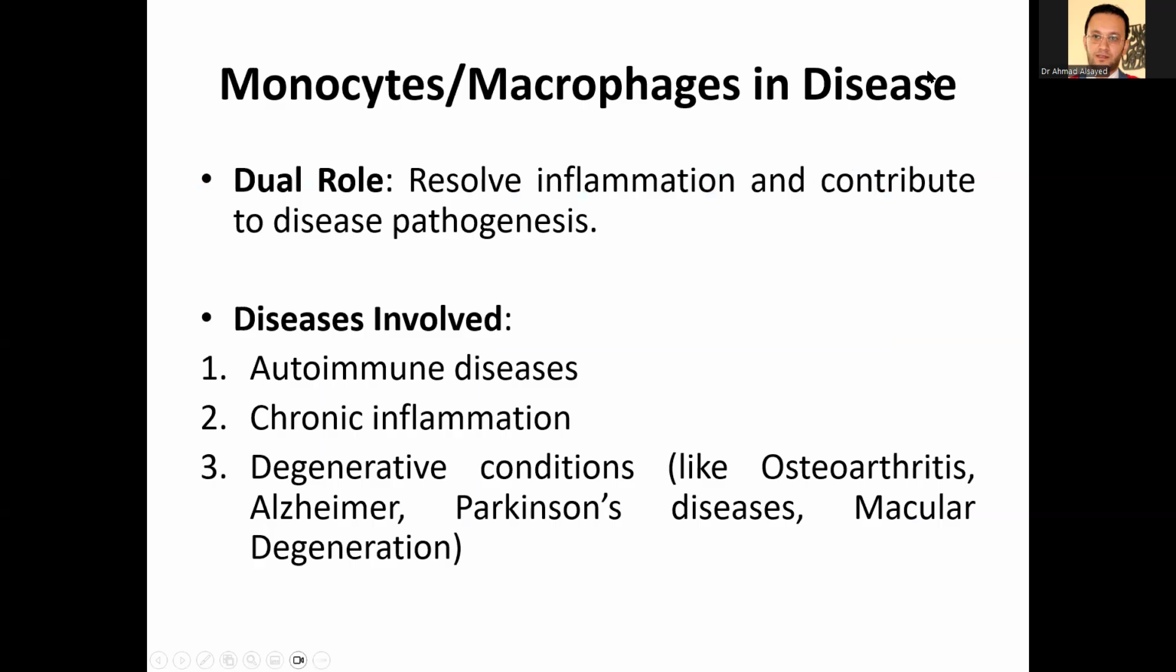Monocyte and macrophage in disease. Of course, we can see the role of monocytes and macrophage in inflammation, in autoimmune disease, in chronic inflammation, in degenerative conditions like osteoarthritis, Alzheimer disease, Parkinson disease, and macular degeneration.